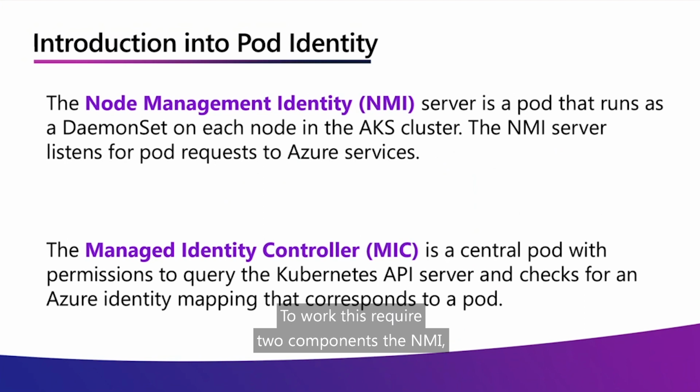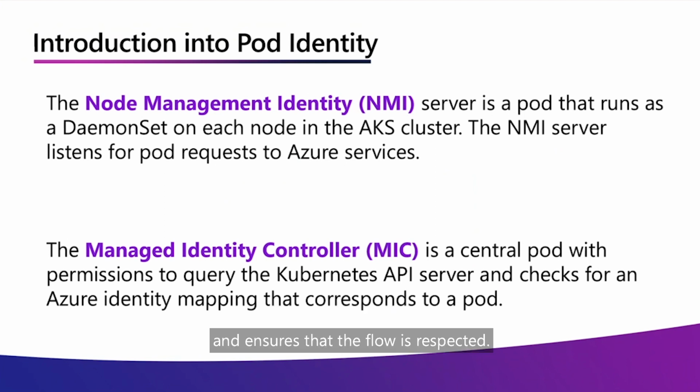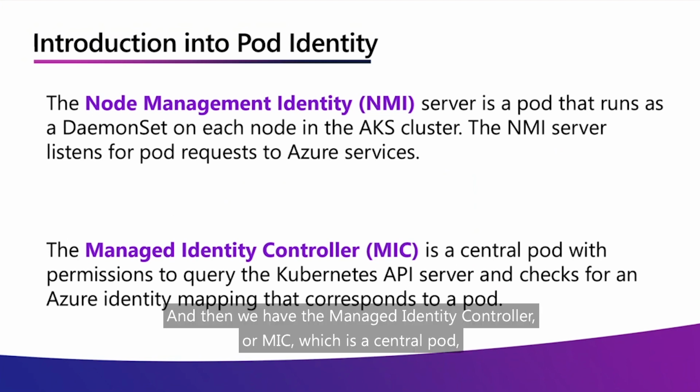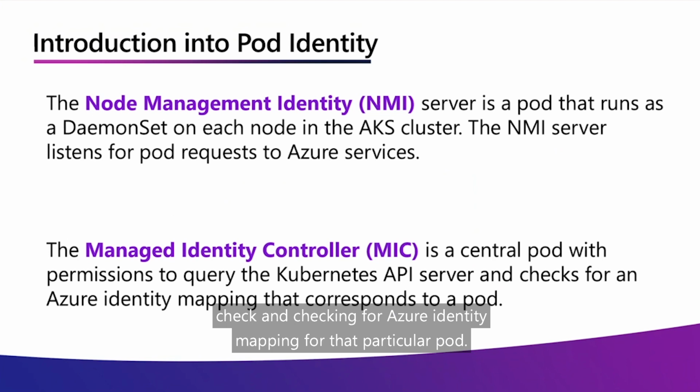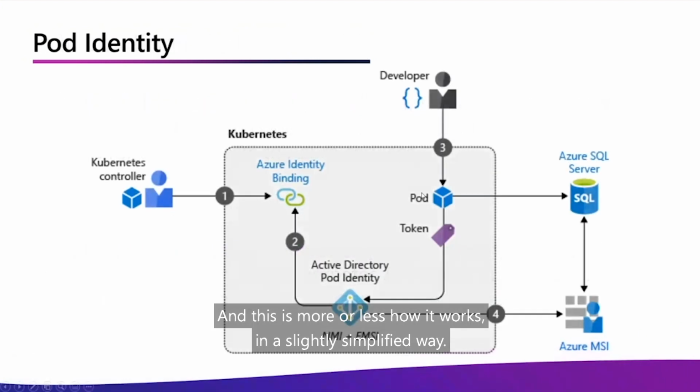To work, this requires two components: the NMI, Node Management Identity server, which is a pod that runs in each node as a daemon set. And this basically listens for any pod request to Azure services and ensures that the flow is respected. And then we have the Managed Identity Controller, MIC, which is a central pod which basically does the work. So the NMI just listens for pod requests and tries to instrument that. The MIC is the one that queries the APIs for checking for Azure Identity Mapping for that particular pod. And this is more or less how it works in a slightly simplified way.